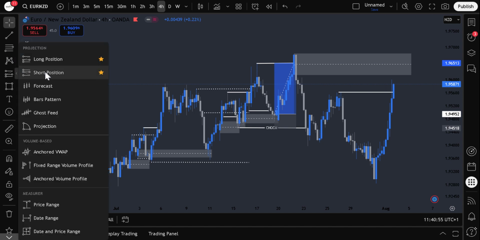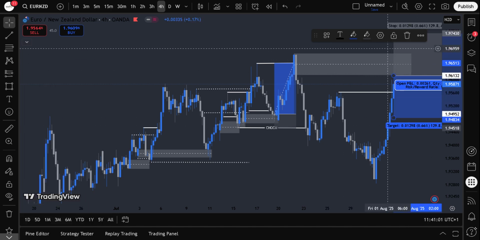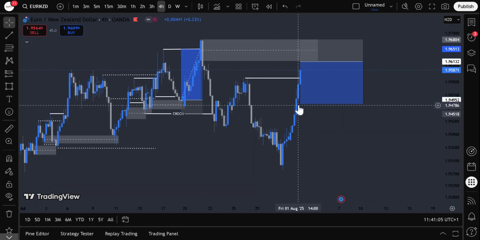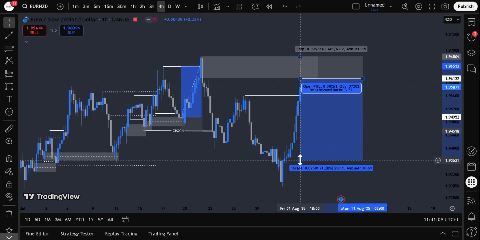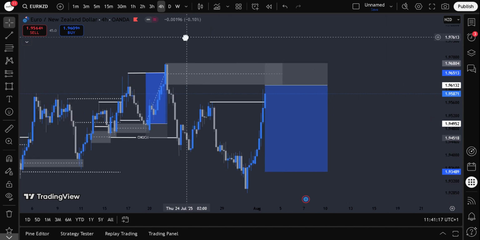But we do want to get a confirmation that price is ready for that bearish turnover, right? Most likely target this low or this zone right here for a total of about 4R. I think we just target 4R. So yeah, that's basically what we're looking for in Euro NZD.